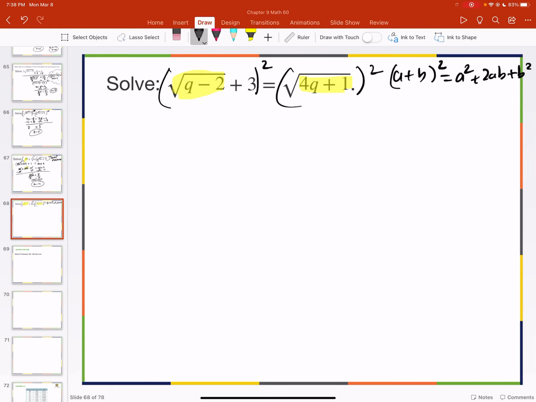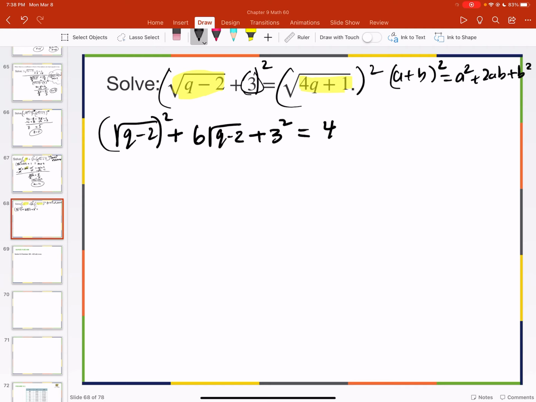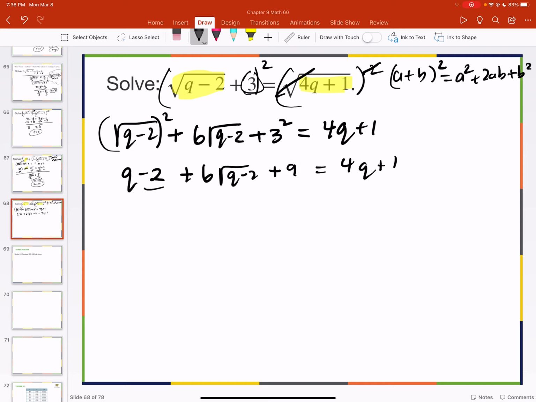Okay, so on the left-hand side, you have square root of q minus 2. That's going to be my a, right? Plus twice the product, so 6 square root of q minus 2. Plus the last term squared, that's going to be 3 squared right here. And then on the right-hand side, you just get 4q plus 1, okay? So then here we simplify, we get q minus 2 plus 6 square root of q minus 2, plus 9 equals 4q plus 1. How about like terms over here? So we get q plus 7 plus 6 square root of q minus 2 is equal to 4q plus 1.